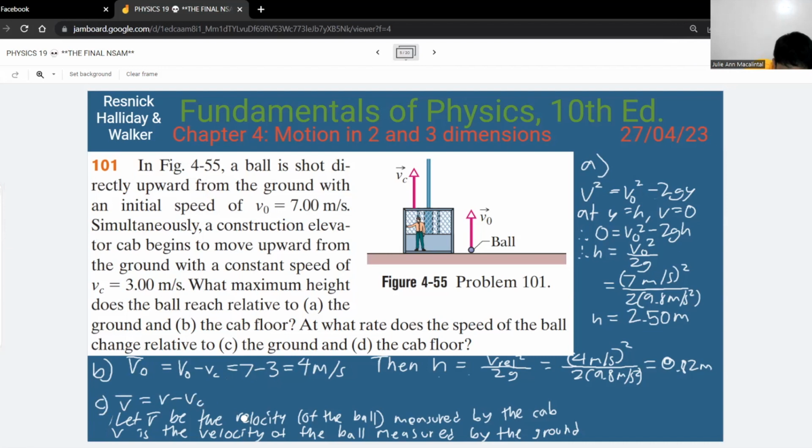Okay, V sub C is a constant, no? 3 meters per second po. Yes. Constant speed. So if I differentiate both sides of the equation, what do I get? How do you signify po if something is a constant? Then, sabihin mo na, in-note mo, V sub C, the velocity of the cab is a constant. Velocity of the cab as measured by the ground.